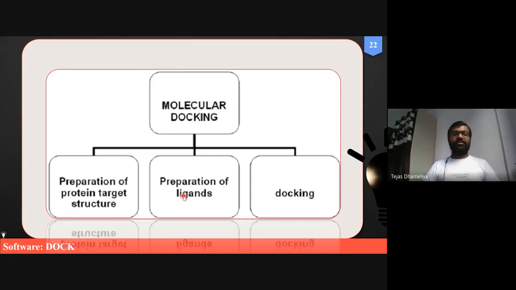Next is the preparation of ligands. Now what are ligands? Ligands are our structures, our molecules, sometimes hypothetical molecules. We presume and draw such molecules using either ChemDraw 2D or 3D. Then we will convert them into proper format files. Then we will process them.